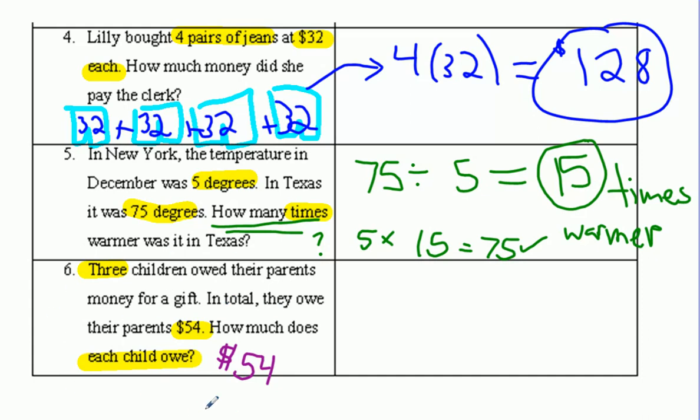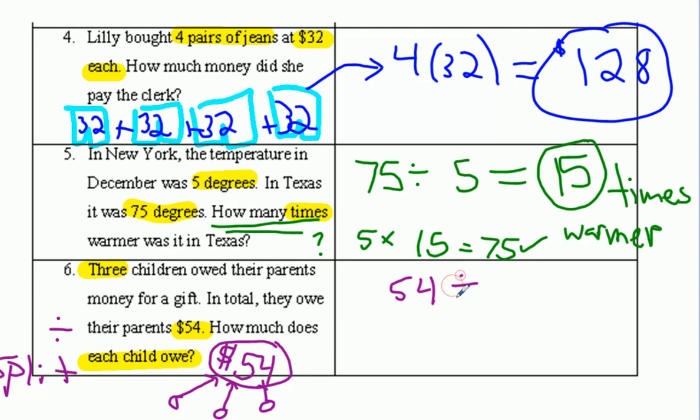So they all kind of went in on a gift. So here's kid number 1. He owes some of that money. Kid number 2 owes some of that money. Kid number 3 owes some of that money. They don't all owe $54, but they all have to chip in to make $54. So to make it fair, they all should pay the same amount, right? So I'm going to take the $54 and split the money 3 different ways. Splitting means I'm going to have to do division. $54 divided by 3 kids.